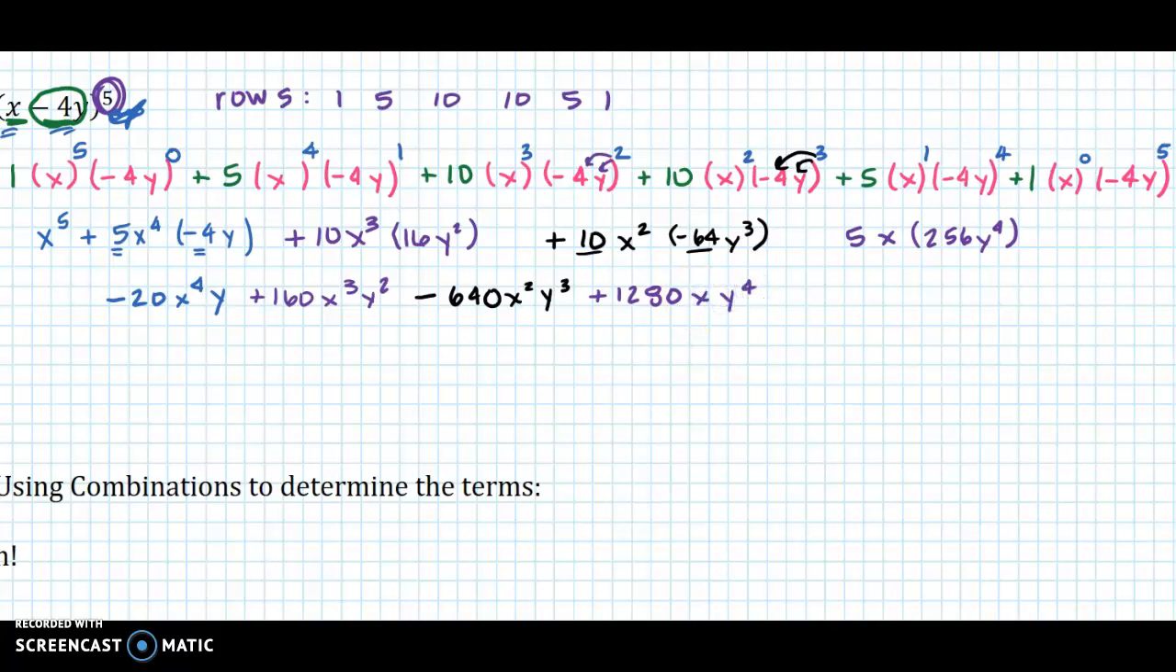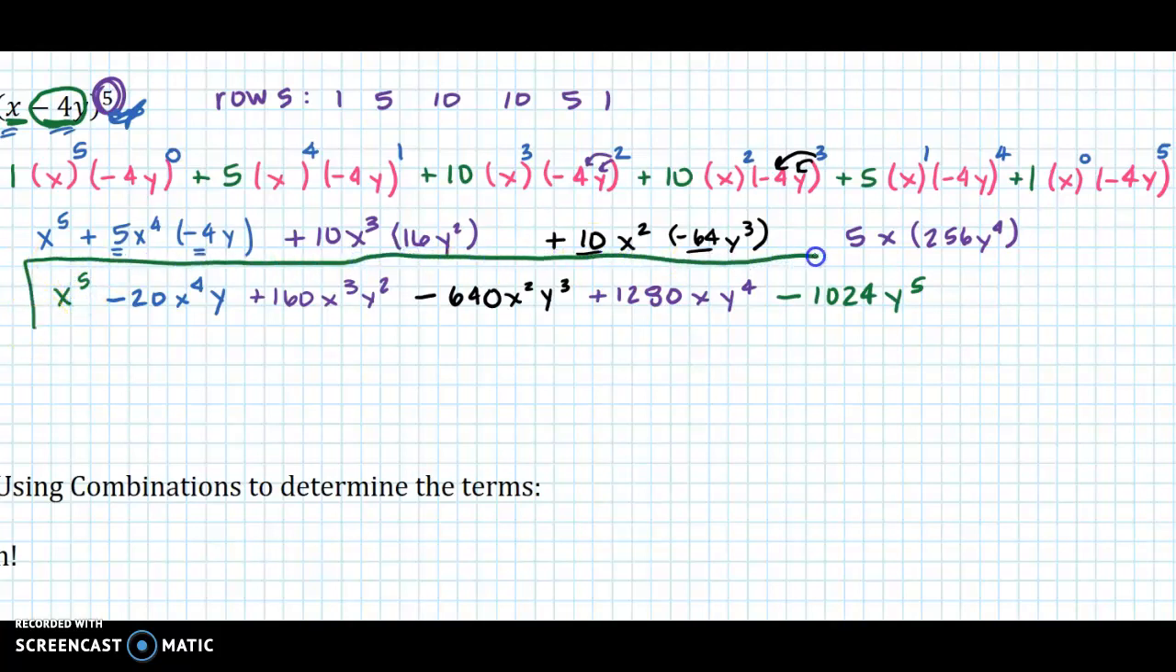And then the last one, x to the 0 power is just 1. So I really just have to do negative 4 to the 5th power, which just ends up being negative 1024. And I need to bring down this x to the 5th. So this is your fully expanded binomial.